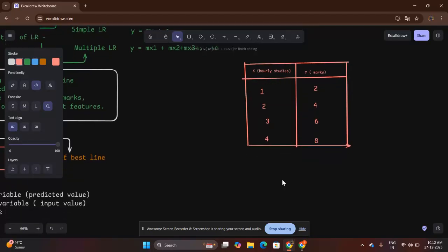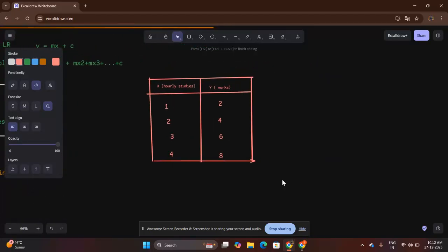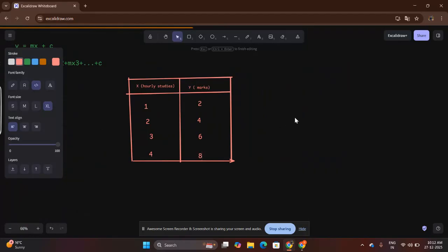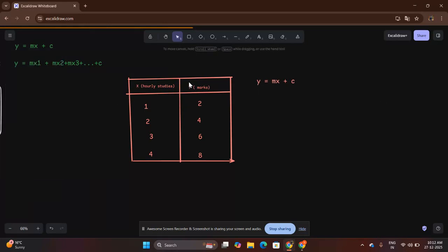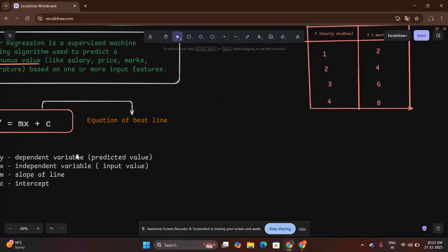This is the simplest example for linear regression. You can see that there is only one variable x, which is the independent variable, and y is the dependent variable. So what's the formula for simple linear regression? y equals mx plus c. Here y is the outcome or predicted value, and x is the input value, as we have seen previously.